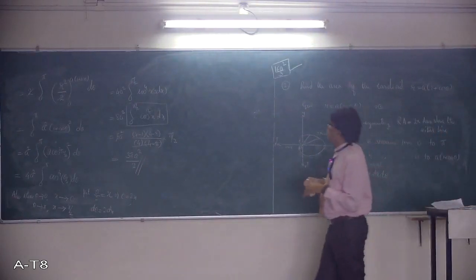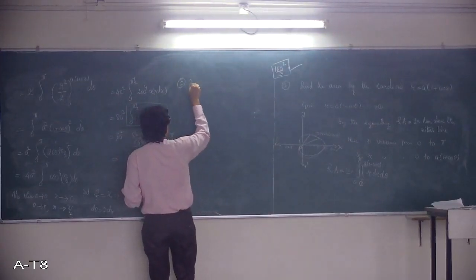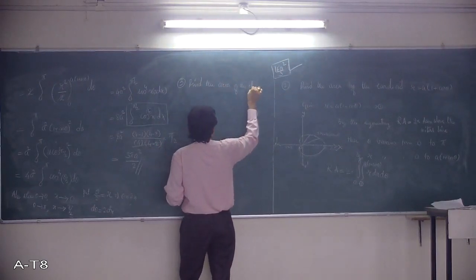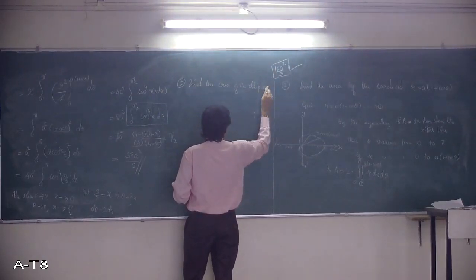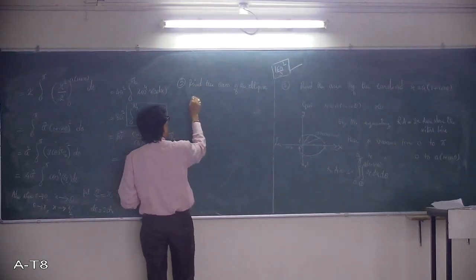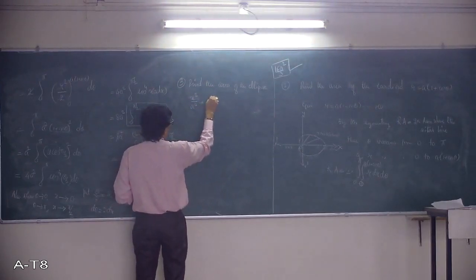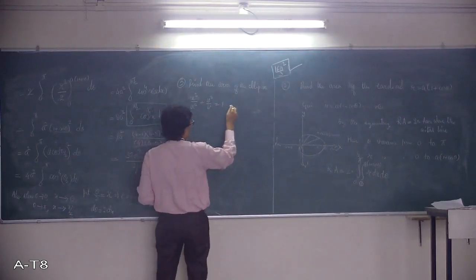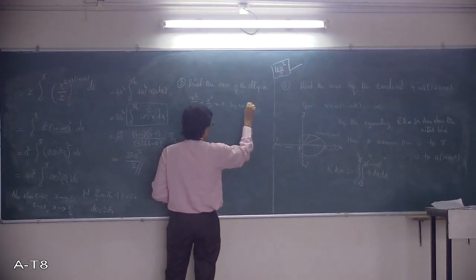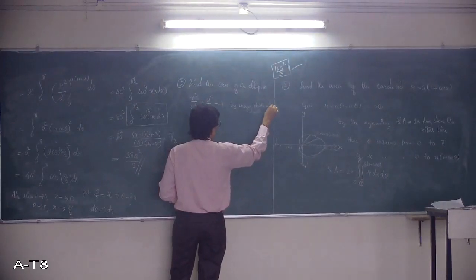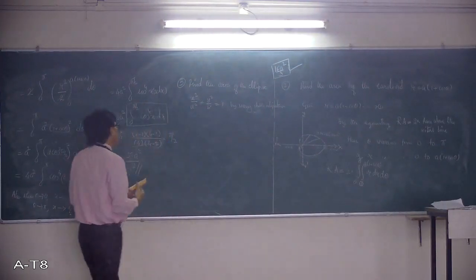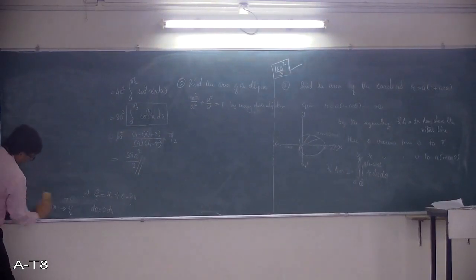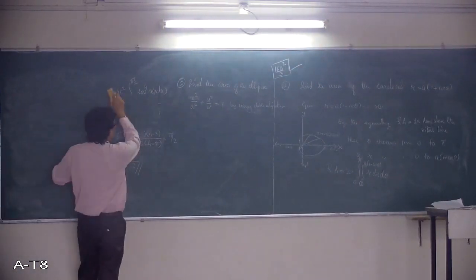Find the area of the ellipse, they have told. So the third example: find the area of the ellipse using double integration. The ellipse equation may be given or may not be given: x square by a square plus y square by b square is equal to 1. This is what we studied in PUC as a conic section, the ellipse. If it is not given, try to use double integration, because double integration will be easier than single integration, that is, line integration.